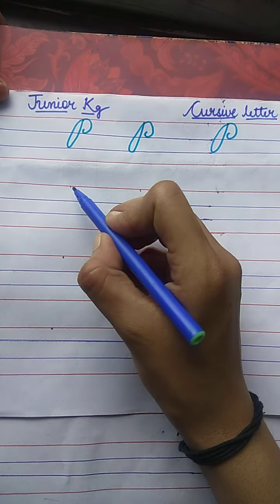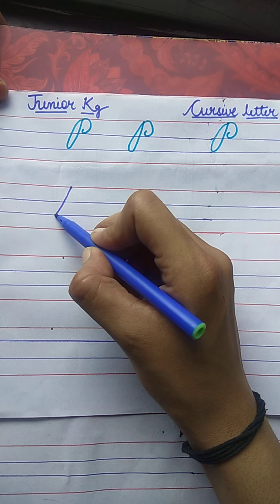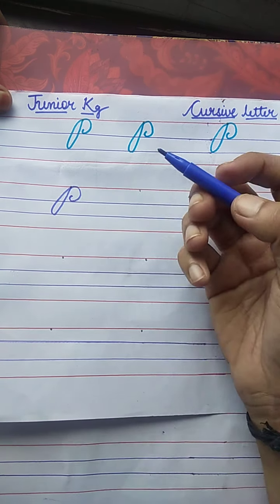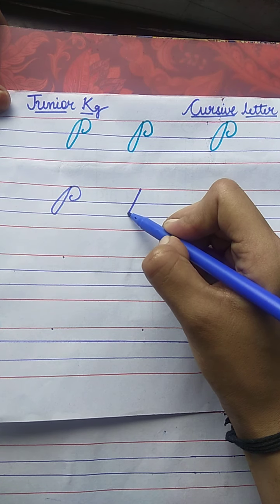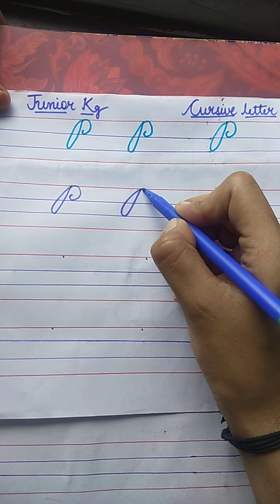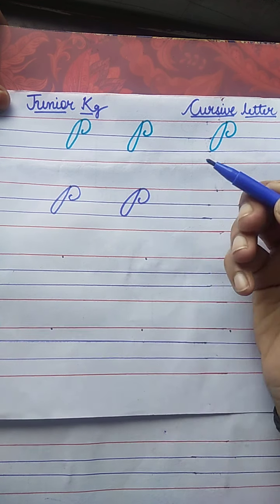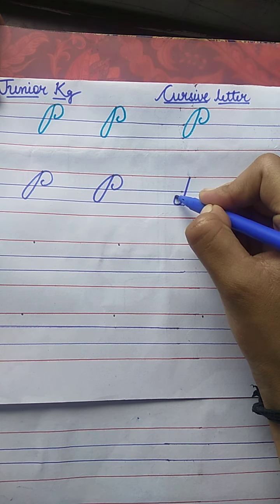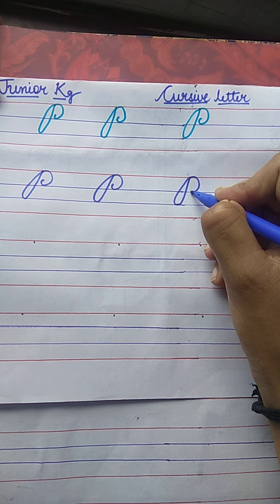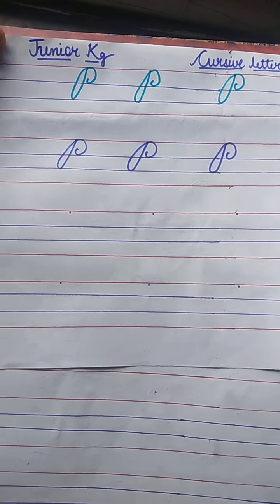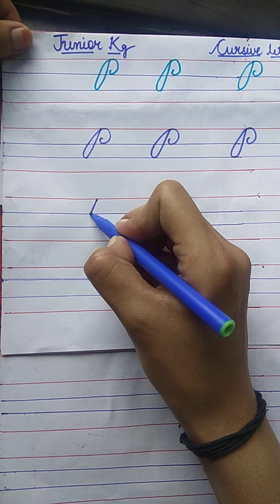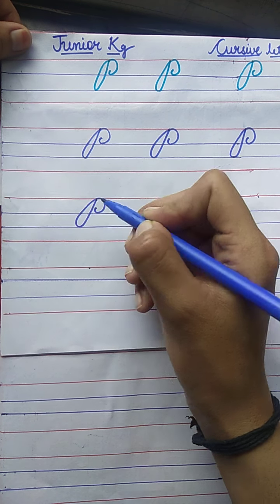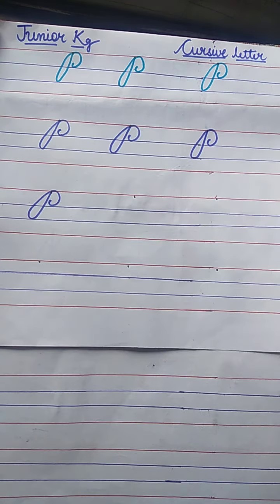See here, put your pencil on the red line, draw a slanting line, one more slanting line, a semicircle, and stop here. This is letter P. P for peacock. See here, two curved lines, then a semicircle. Again a slanting line, one more slanting line, and a semicircle.